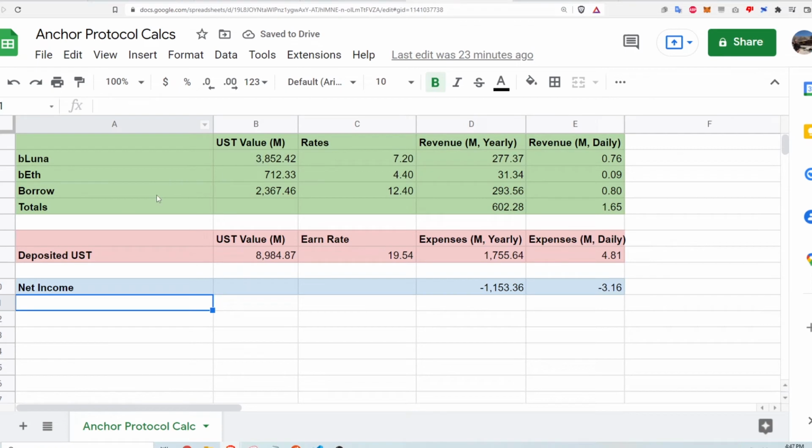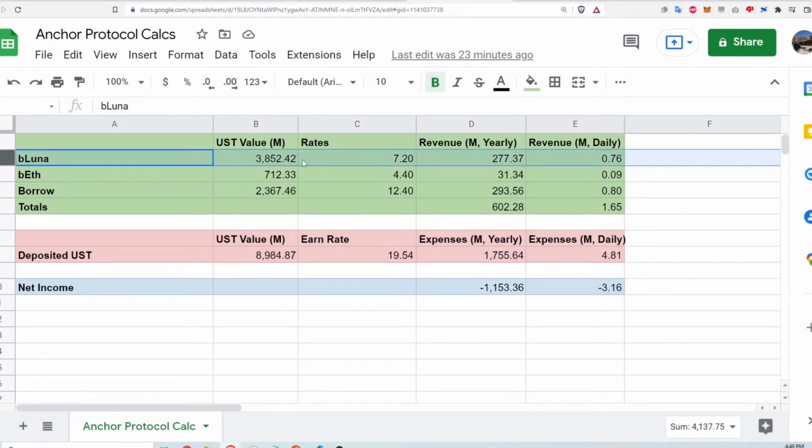So first I'll go through the revenues here. This is in green, and then this set of numbers, red, is the expenses, and then in blue is the net income. So for BLuna, in the revenue section, for a specific slice in time, the UST value of the total BLuna collateral is 3.8 billion UST.